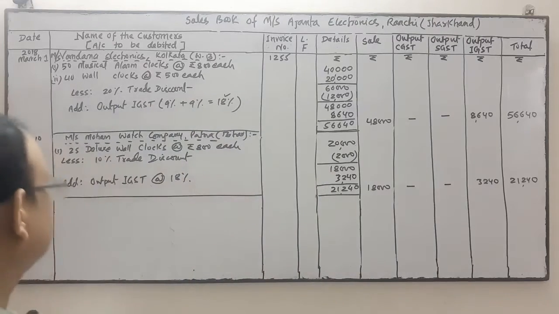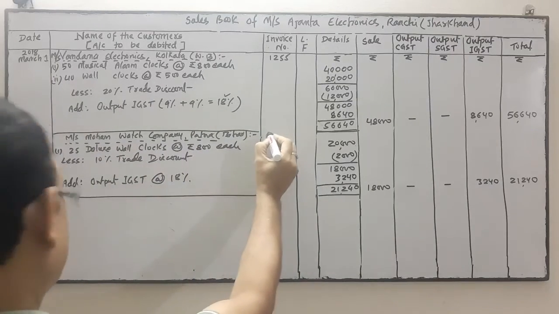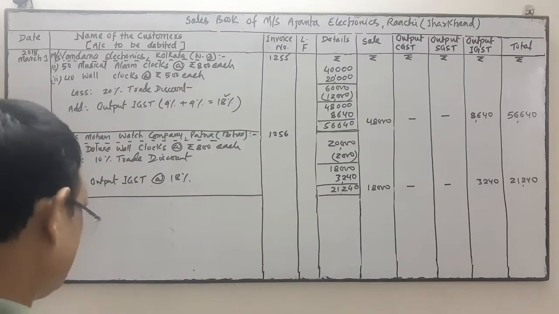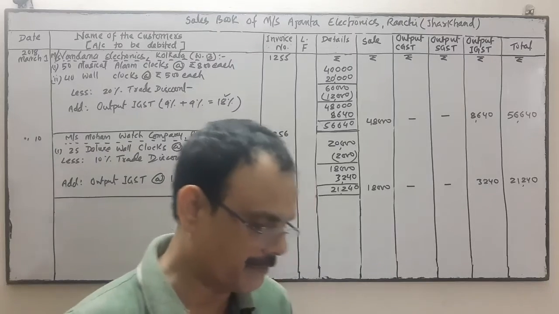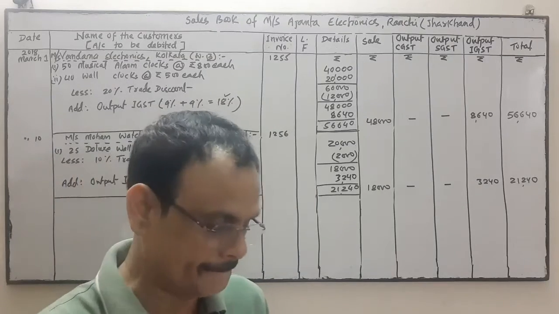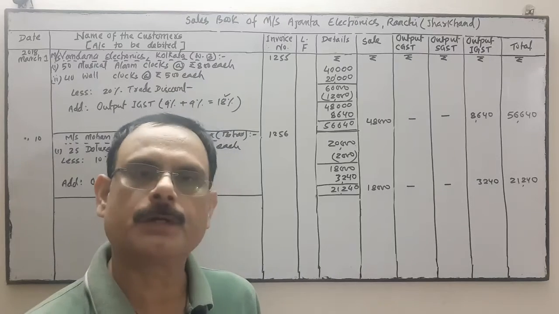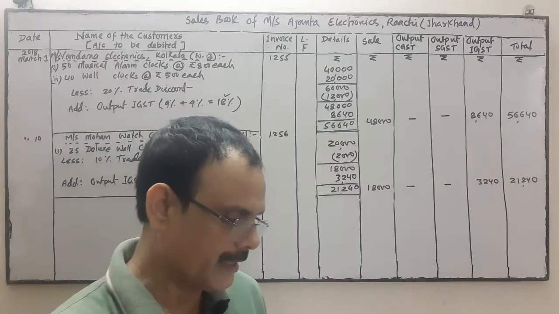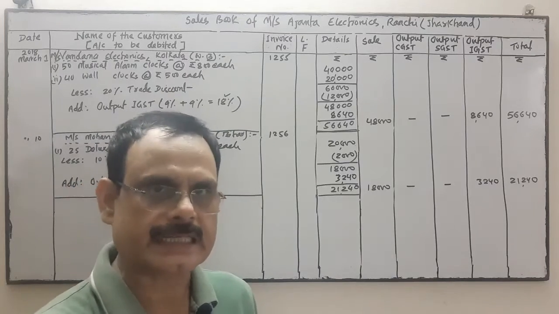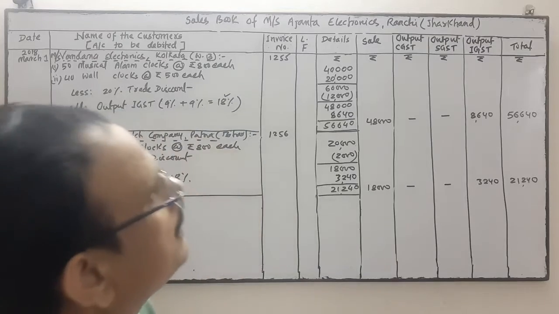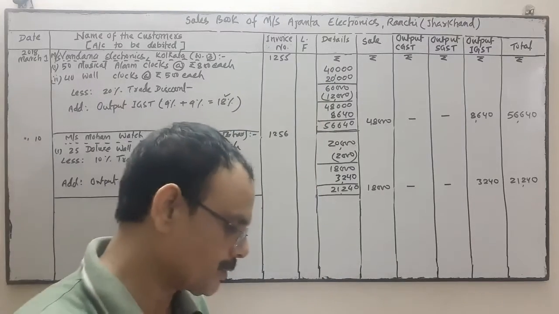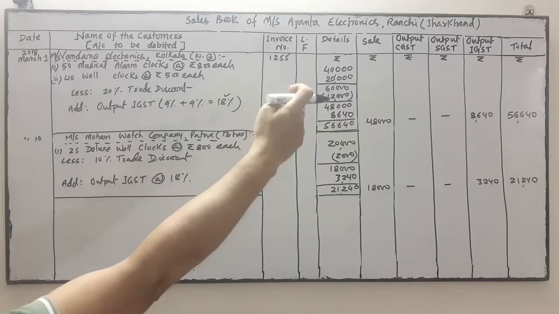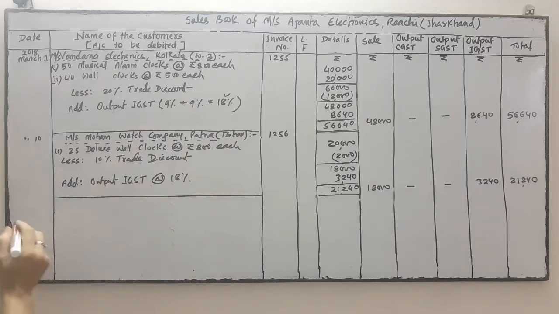Now next is sold to Superior Watch Company, Ranchi. In the March 10 entry, the invoice number is also mentioned, 1,256. Now coming to March 15, sold to Superior Watch Company, Ranchi, invoice number 1,257. It's within the same state, intra-state, Jharkhand to Jharkhand, so we will calculate the output CGST and output SGST here.